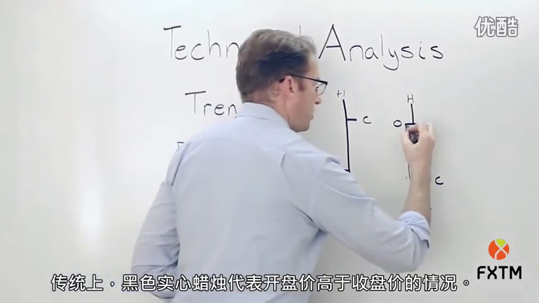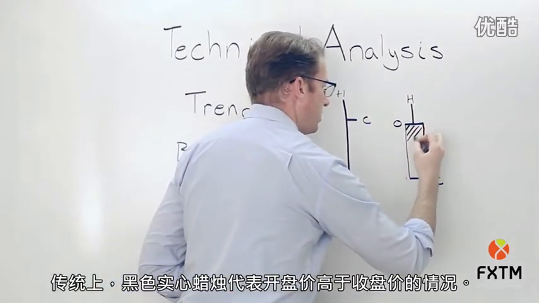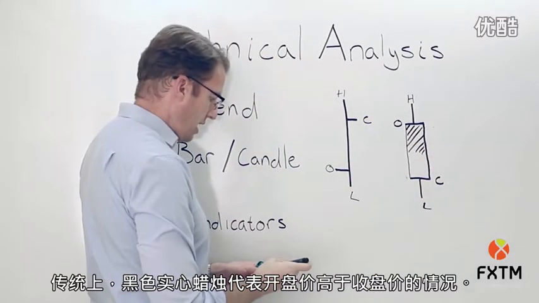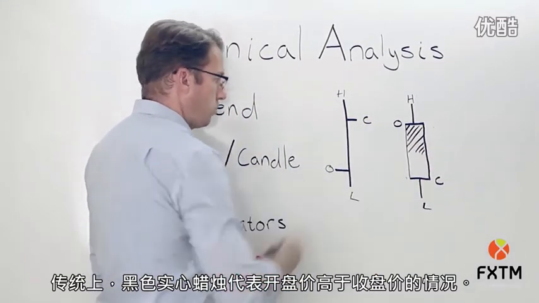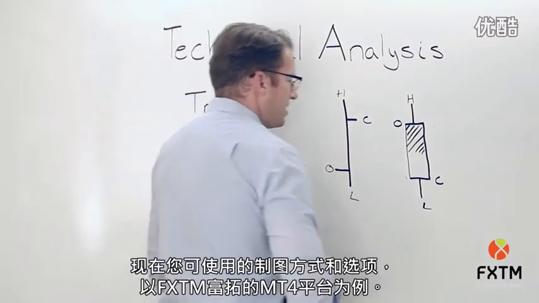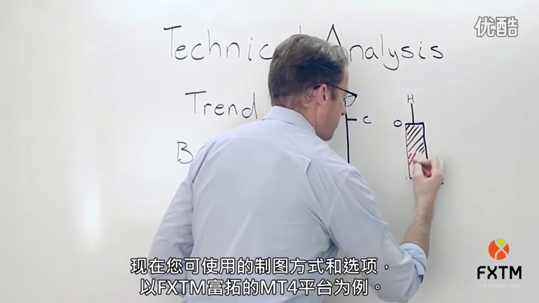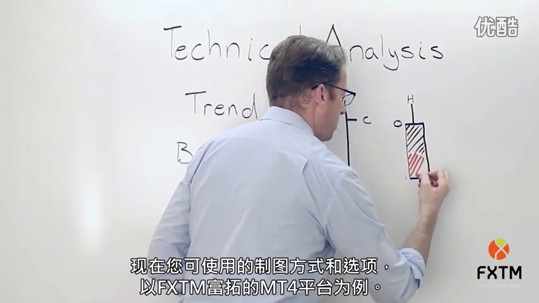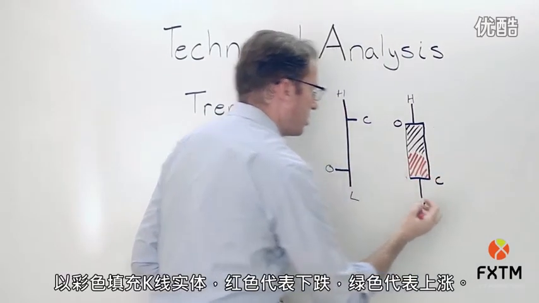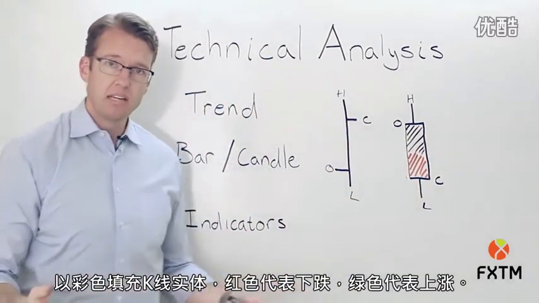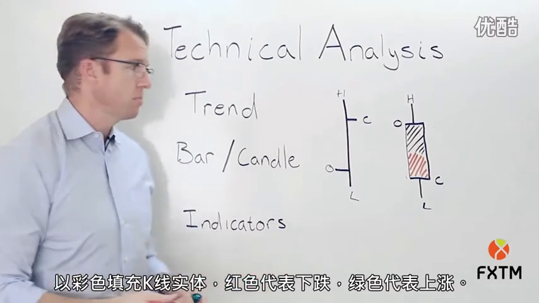Well, traditionally, candles, if they are filled in solid black here, that actually represents a situation where the open was in fact above the close. And these days, with charting options that you have available, for example, from FXTM's MT4 platform, you've got a color-coded candle where if it's filled in red, then that means it was a negative day. If it was filled in green, that means it was a positive day.